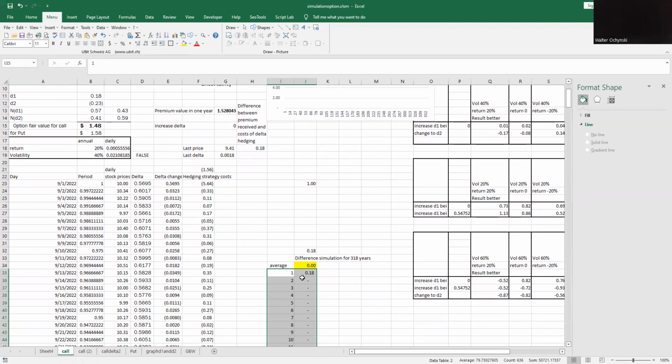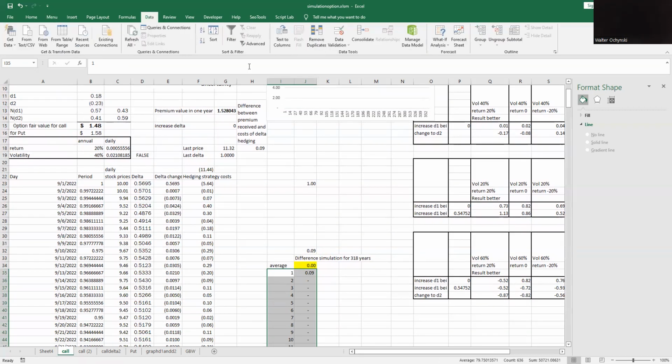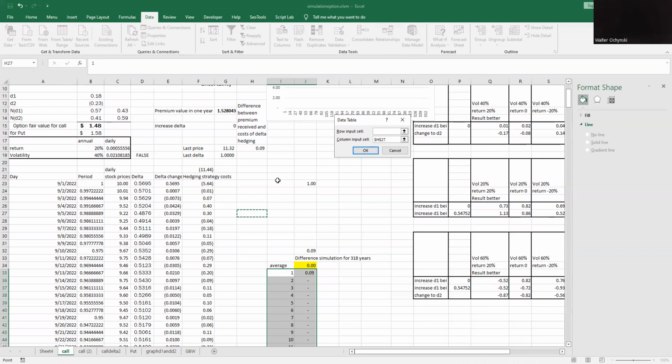What we will do is simulate now the cell H19 318 times with the help of the table, data table 1. We don't enter anything in the input cell as the column cell. Any blank cell, it doesn't matter which, but it has to be blank.